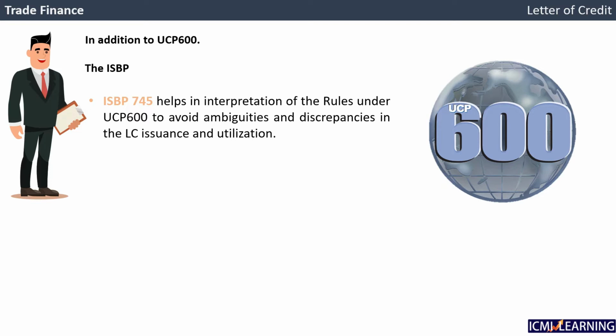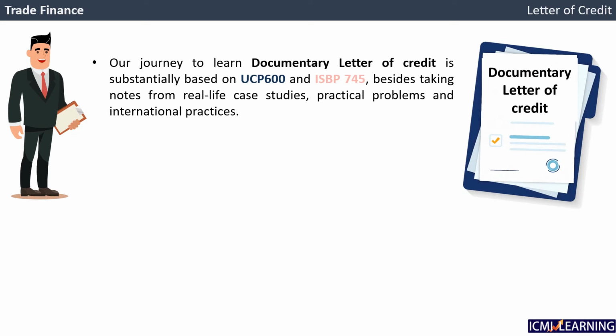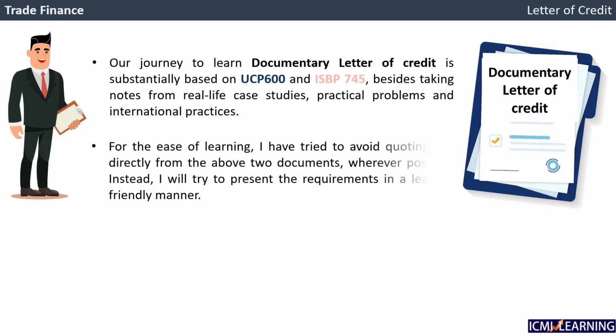Our journey to learn documentary letter of credit is substantially based on UCP 600 and ISBP 745, besides taking notes from real-life case studies, practical problems, and international practices. For the ease of learning, I have tried to avoid quoting text directly from the above two documents wherever possible. Instead, I will try to present the requirements in a learner-friendly manner.